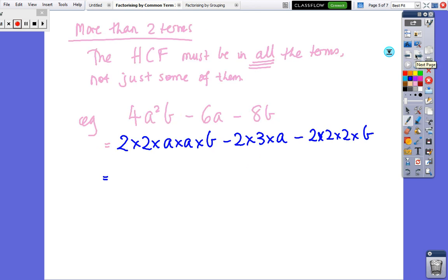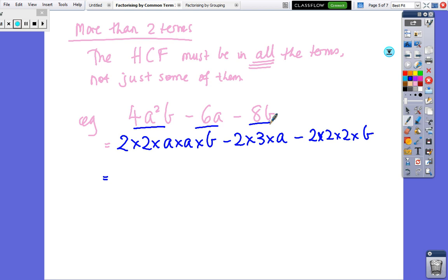Okay, so there's 2 more pages. What happens if you have more than 2 terms? So if you've got 3 terms or 4 terms or whatever, the highest common factor must be in all of the terms, not just some of them. So I've got a complicated one. I've got 4a squared b minus 6a minus 8b. Now don't forget, you can't add them because they're unlike terms, but we're looking to factorise.